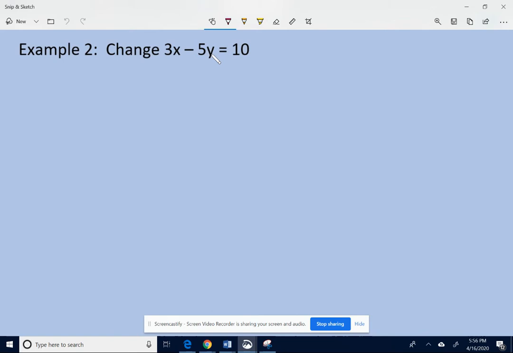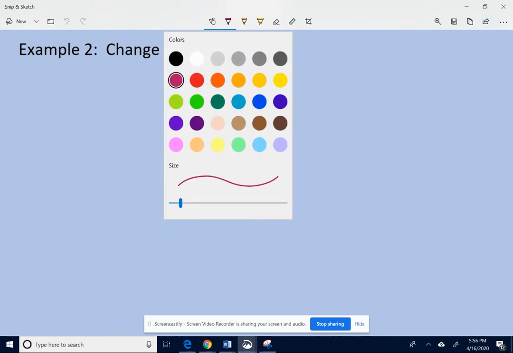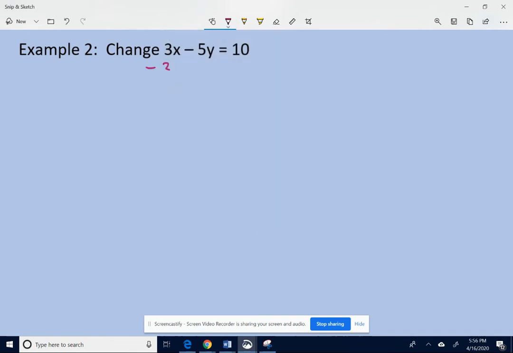Okay, so we're going to get rid of the added 3x first, by subtracting 3x from both sides. So when we subtract 3x from both sides, the 3x minus 3x turns into 0, so we can kind of ignore it. I'm going to bring down negative 5y on the left. On the right, I have a negative 3x and I have a 10.